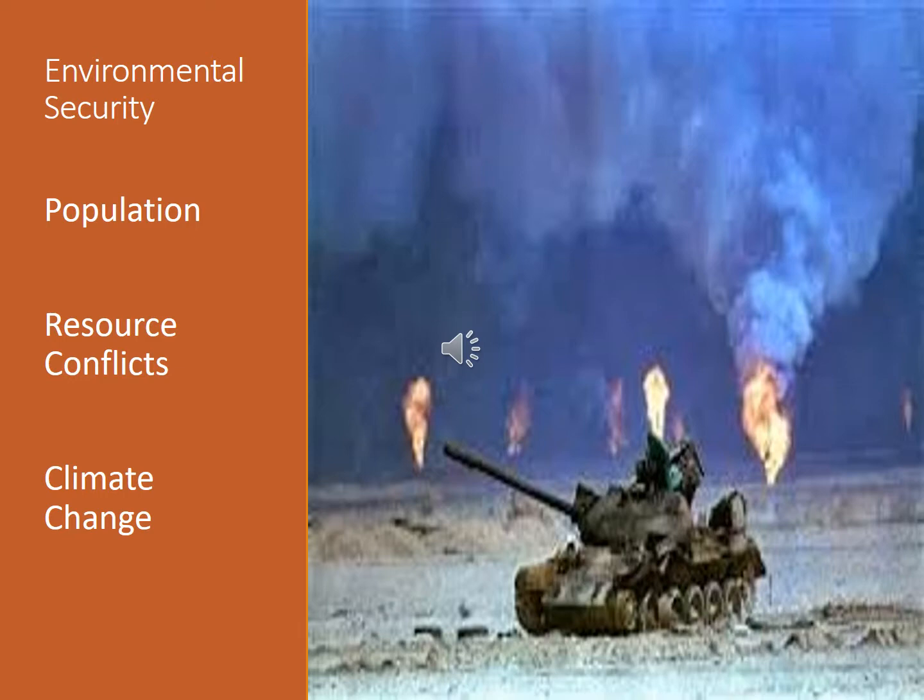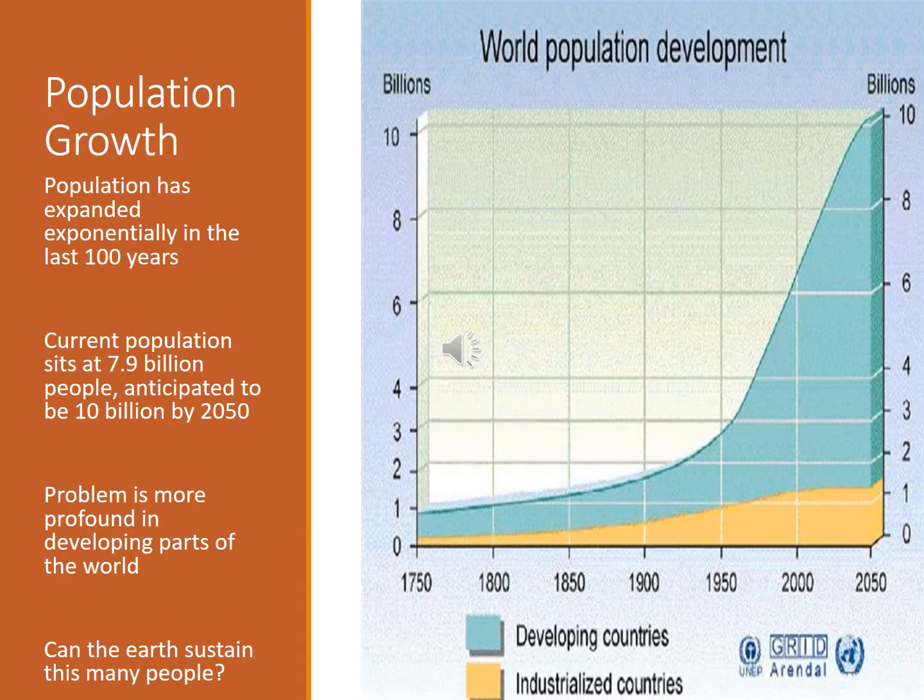Environmental security has many facets. We're going to focus on three here. One, the problem of rising population. Two, the problem of resource conflicts. And three, the problem of climate change. Let's begin with population growth.